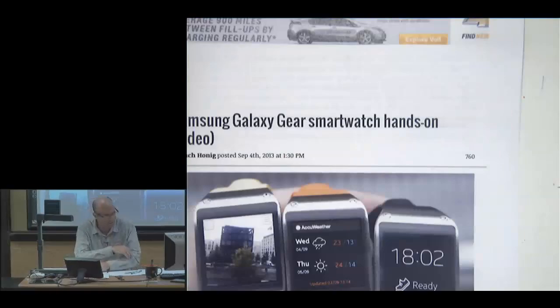Anyway, so I just thought this was interesting that maybe the watch is going to make a comeback in some very different form than we're kind of imagining now. Does anyone have any comments on this? Would anyone use this? Yeah.